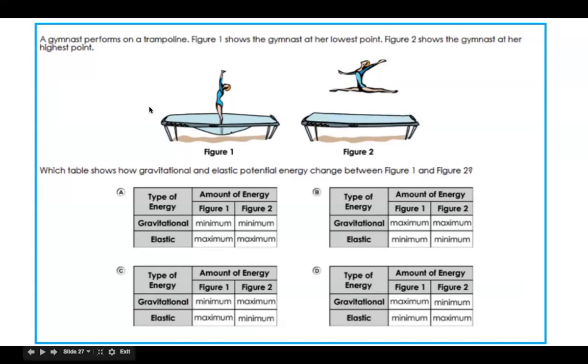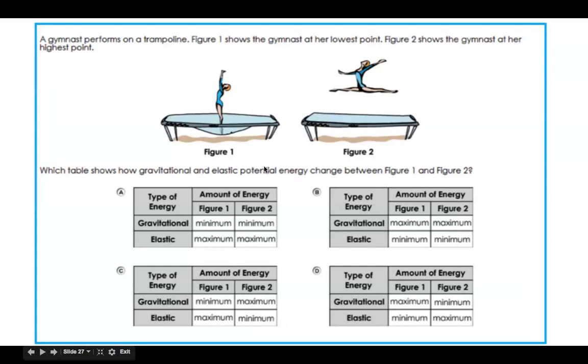Okay, so we know, and you know this from younger grades too, that you have less gravitational potential energy the closer you are to the ground. So let's just study that one for a minute. See, here she's closer to the ground, here she's higher up off the ground. That means that she has less gravitational potential energy here in Figure 1 and more gravitational potential energy in Figure 2. She has a longer way to fall. So that's why she has more gravitational potential energy.